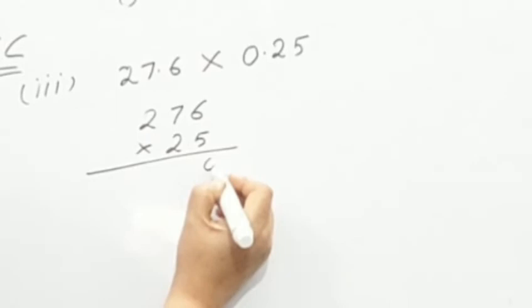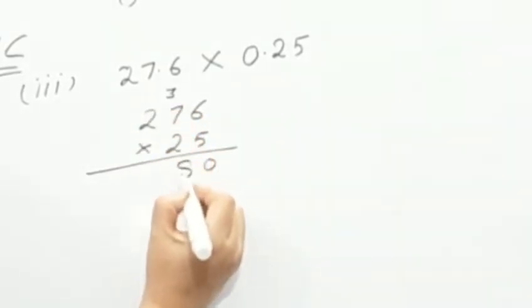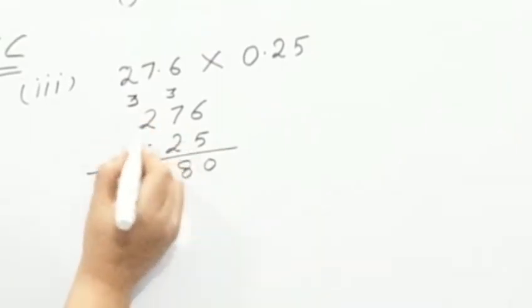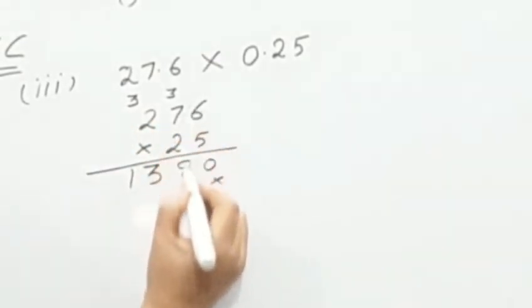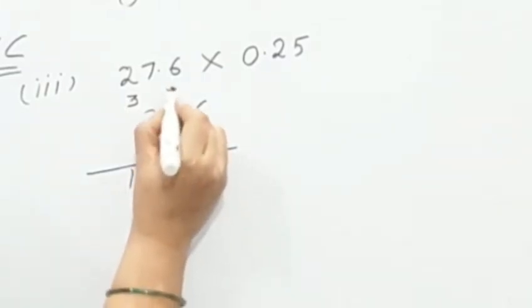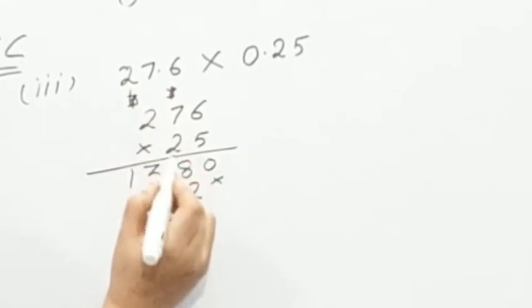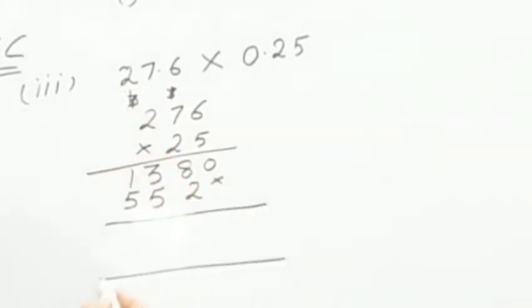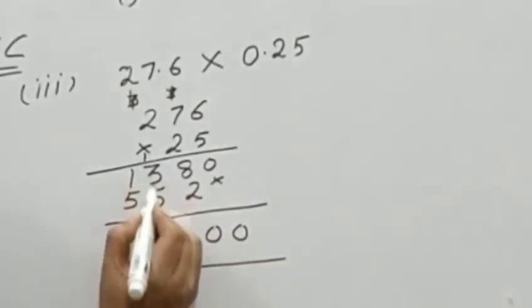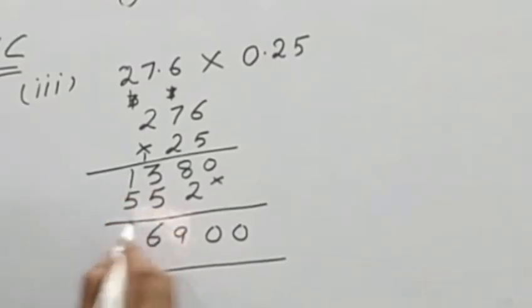5 6s are 30, 0 down, 3 carry. 5 7s are 35 plus 3, 38, 8 down, 3 carry over. 5 2s are 10 plus 3, 13. Move on to the next digit. 2 6s are 12, 2 down, 1 carry over. 2 7s are 14 plus 1, 15, 5 down, 1 carry over. 2 2s are 4 plus 1, 5. Then add. 0, 8 plus 2 is 10, 0, 1 carry over, 5 plus 4 is 9, 5 plus 1 is 6.